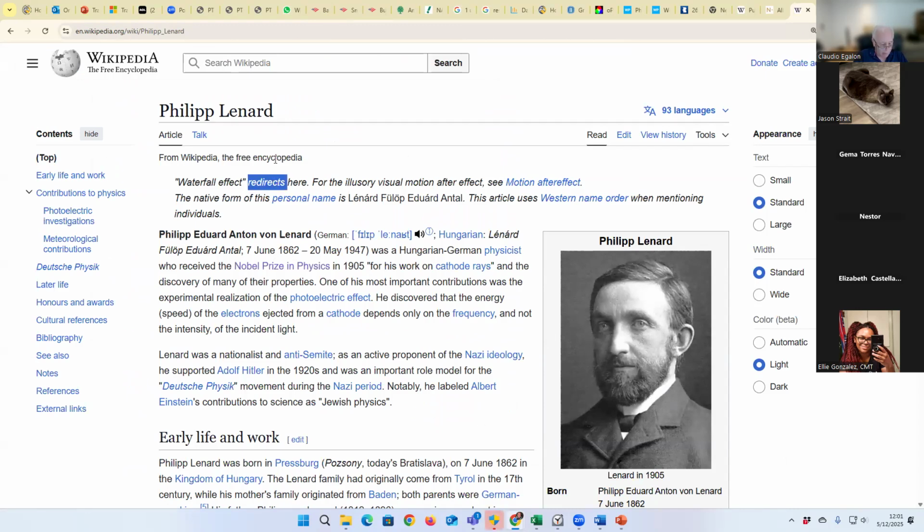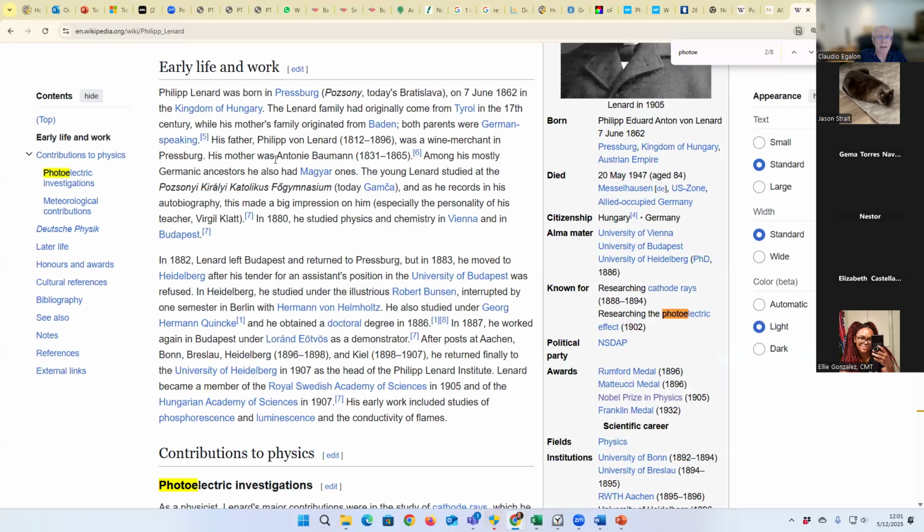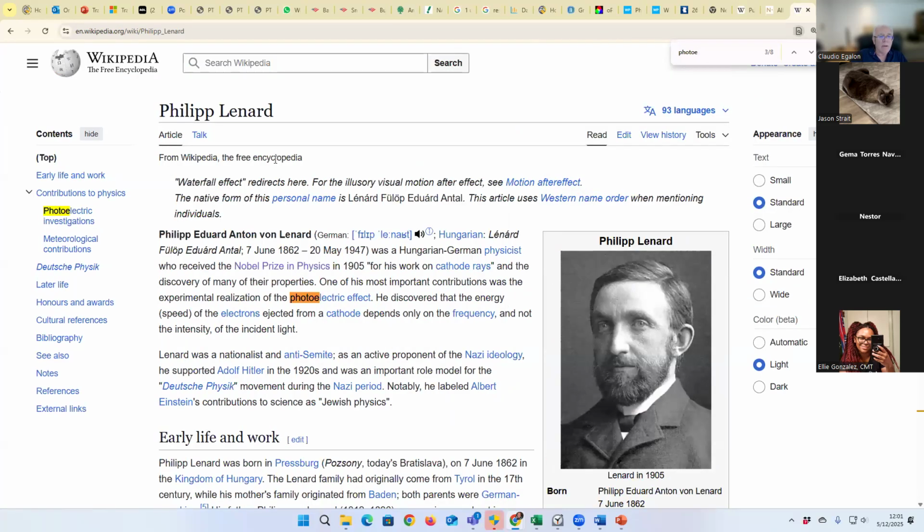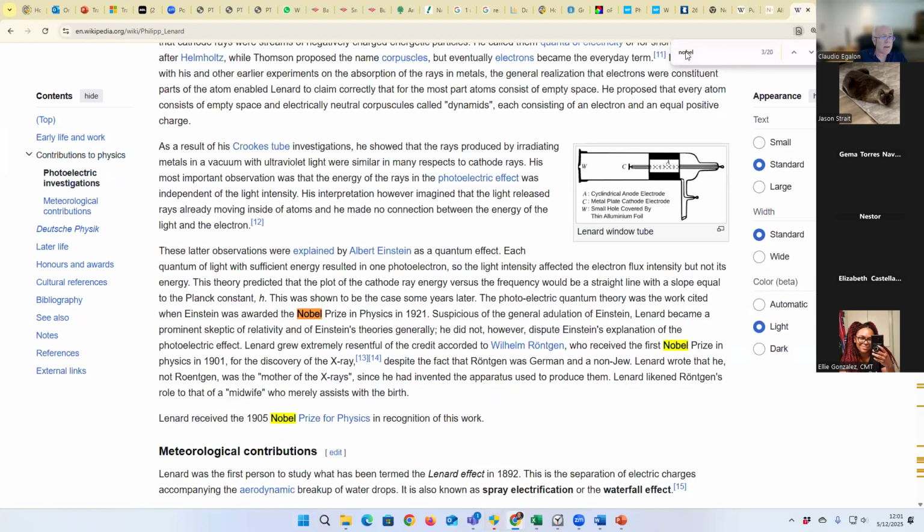He also studied the photoelectric effect, and he won the Nobel Prize too, as far as I remember. Yeah. Let's see. The photoelectric constancy was cited when Einstein was awarded.